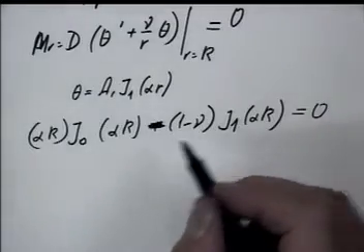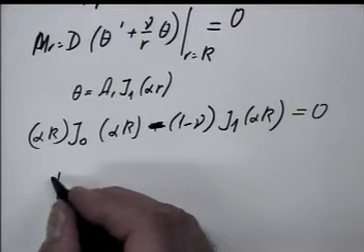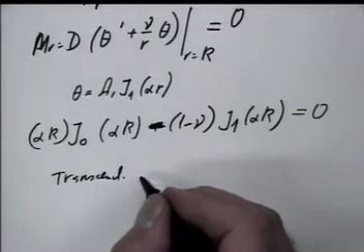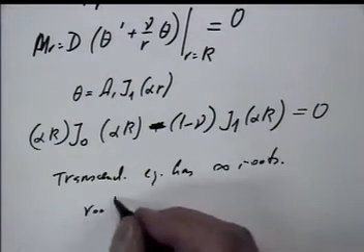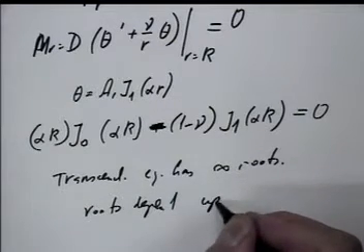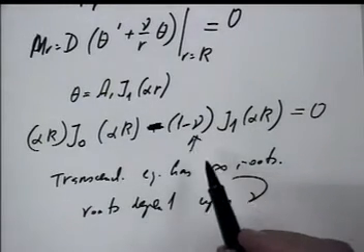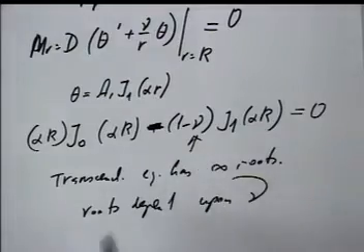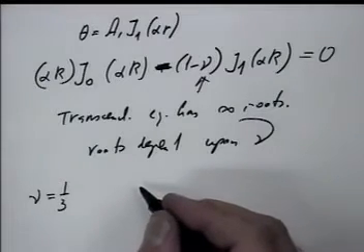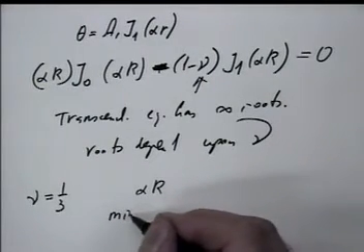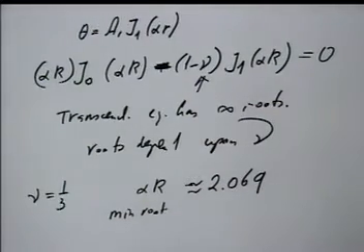Now we have to solve this equation. This is a transcendental equation. It has infinite roots. Now the roots depend upon nu, Poisson's ratio, because there is nu here. If they depend upon Poisson's ratio, we should specify the nu. So if nu equals, say, 1/3, then the minimum root alpha R equals approximately 2.069.